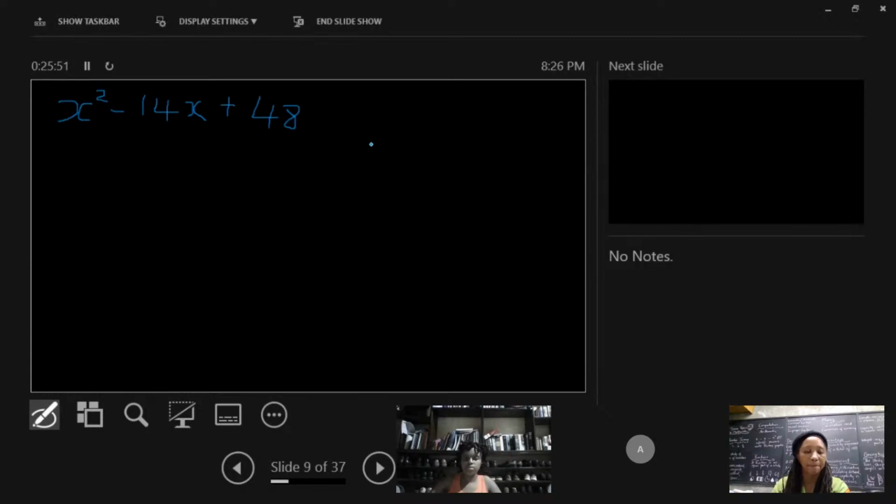Multiply the coefficient of x squared and 48, miss, which is 1. Times 48, 1 times 48, which is 48, miss. And we're going to see which factors of 48 add up to give negative 14.